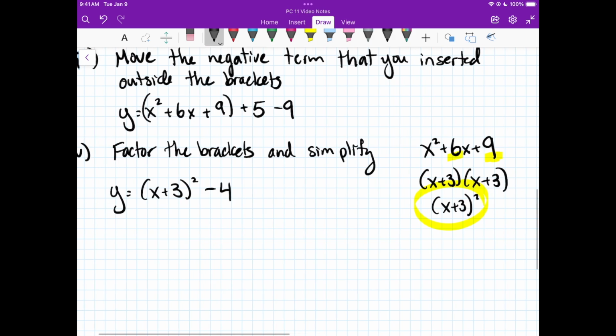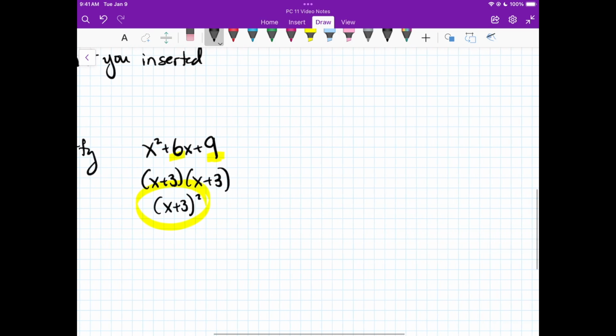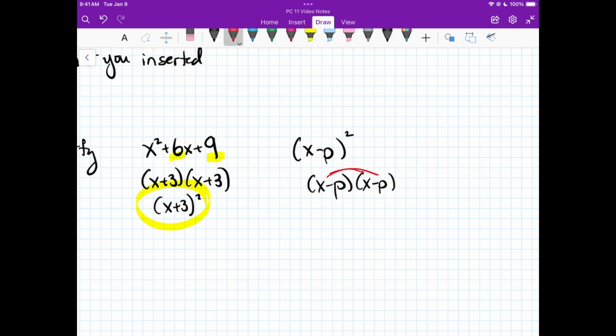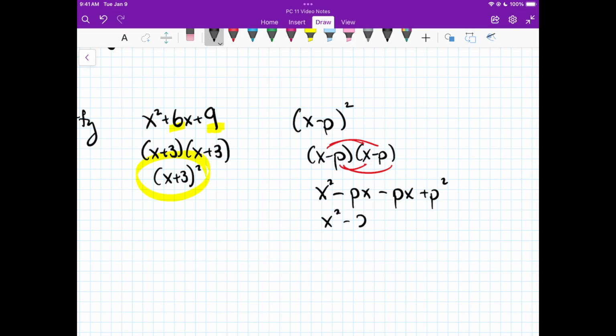Where this all comes from, for anybody that's curious, feel free to skip ahead over this if you're not super interested in the process why we're doing this. We're essentially trying to figure out p. So if you squared x minus p, you'd get x minus p times x minus p. And if you foiled that, we'd have x squared minus px minus another px, and then plus p squared. Or if you simplified that, x squared minus 2px plus p squared.